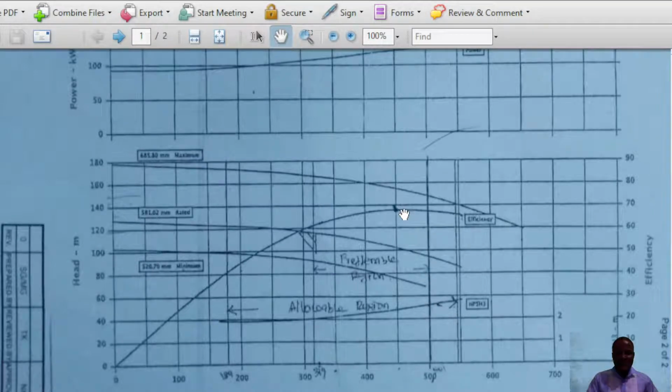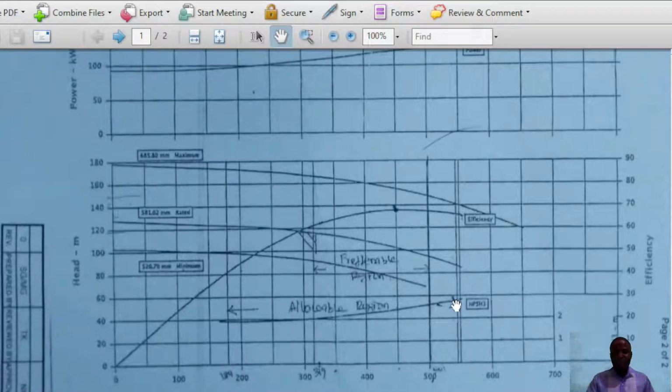Don't forget, as you are tracing your best efficiency point flow rate down to touch the flow rate line on the horizontal axis, where it touches the NPSH curve, you draw a horizontal line towards the right, on the vertical axis to meet the NPSH. So where it meets the NPSH on the vertical axis here is going to be your what? It's going to be the NPSH at BEP.